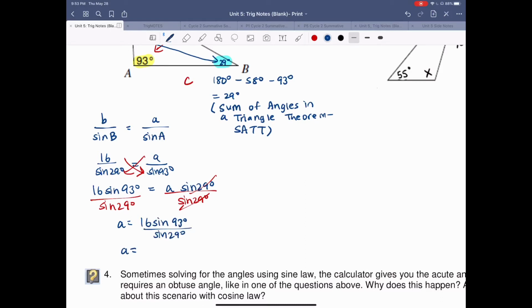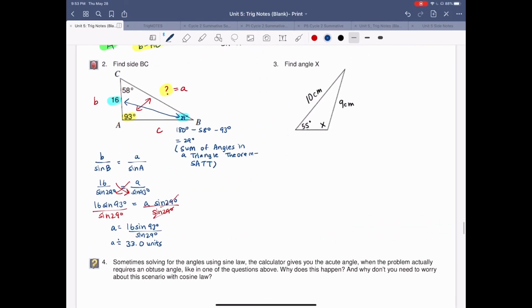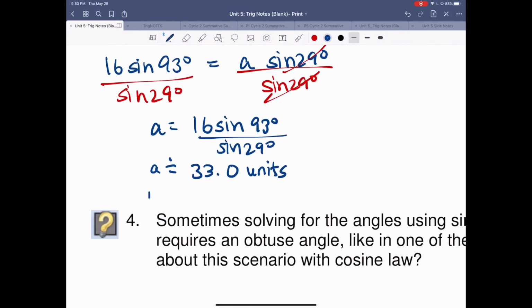And so A is equal to 33.0 units approximately when you put that in the calculator, or you could have written this as line segment BC. Because the question asks you to find side BC, I'm just going to rewrite it so that it says BC is equal to 33.0 units. It's really the same thing.